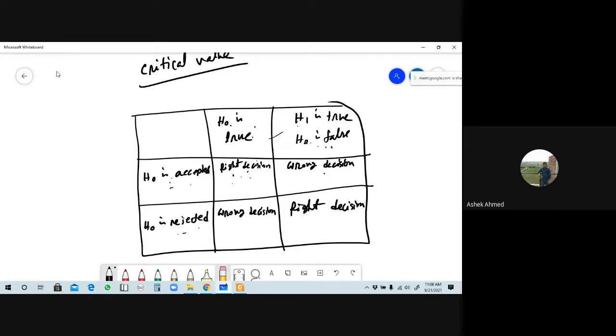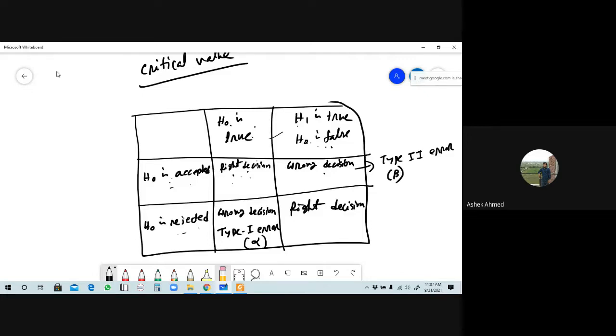Okay, so the region where H naught is false but H naught is accepted, that will be called here type 2 error. Okay, the region where H naught is true but H naught is rejected, that error will be called type 1 error. Okay, the rate of type 1 error is denoted by alpha, and the rate of type 2 error is denoted by beta here.